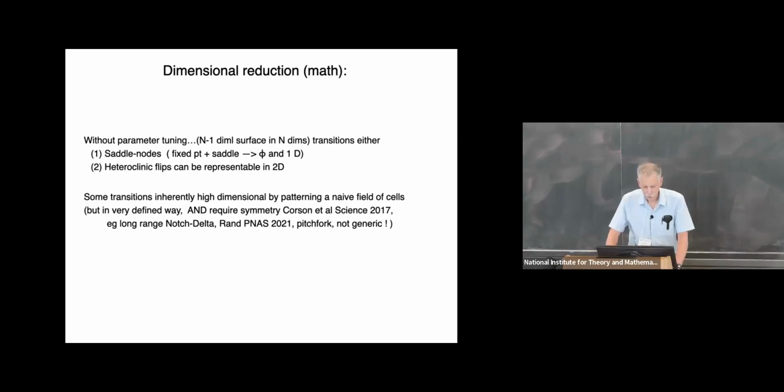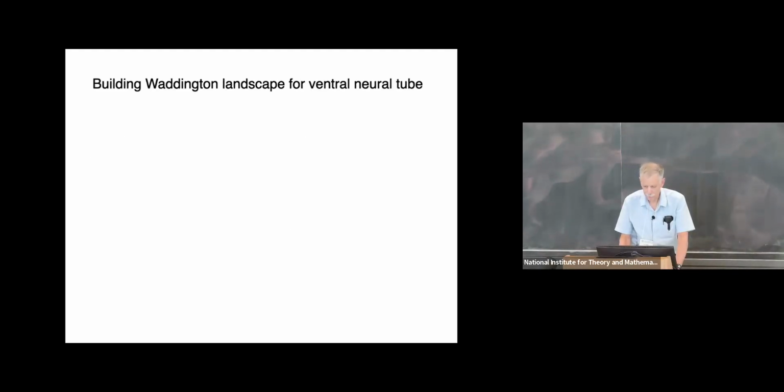Now, you obviously know some exceptions to that, such as the pitchfork bifurcation, but these all require symmetry, i.e. the pitchfork requires, in the magnetic context, a zero field and a transition temperature. And similarly, work of Corson and company showed that in the fly notum, the long-range Notch-Delta repression can also give rise to more complicated bifurcation diagrams, but that was patterning a naive field of cells, which is a non-generic state.